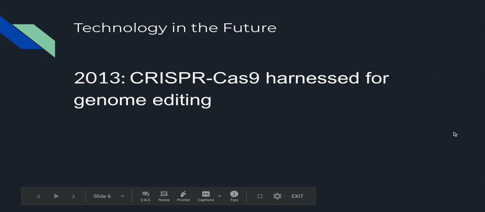Slide 5, we have the technology in the future. CRISPR-Cas9 was harnessed for genome editing. This major breakthrough was made by Feng Zhang at the Broad Institute of MIT and Harvard. So another university-sponsored finding. And he was the first to successfully adopt CRISPR-Cas9 for genome editing in eukaryotic cells.